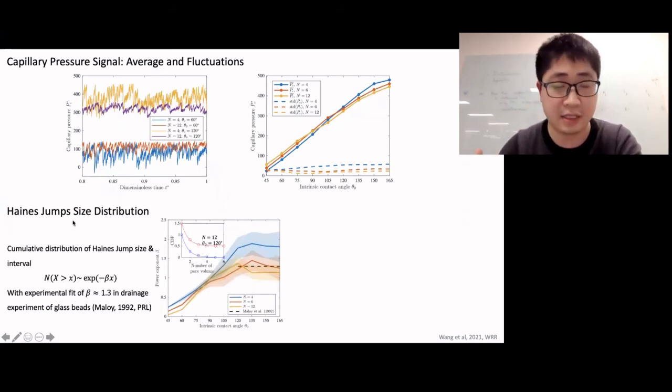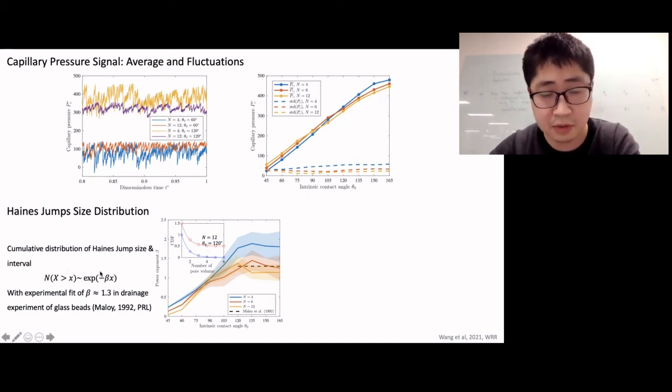So basically, it's the change of liquid redistribution during the invasion process. And in past experiments, it was observed that it follows an exponential law, which is also what we observed in the simulation, in the inset. And also we look at how the contact angle and grain shape influence the beta value, which is regarded as a signature of the displacement process.